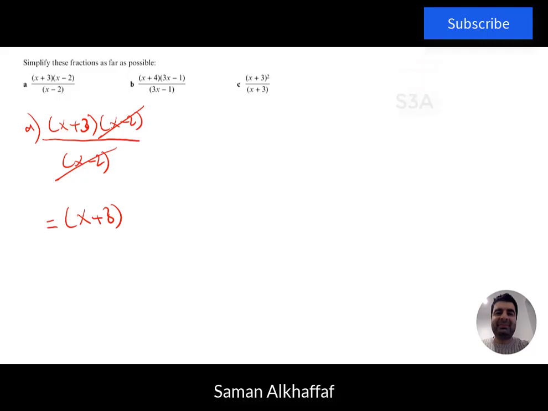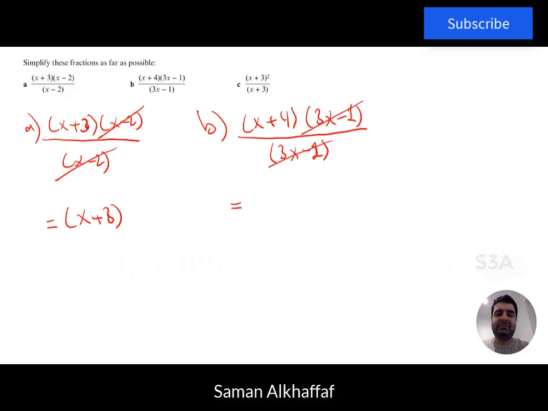For part B, we have a similar scenario. So we have x plus 4 multiplied by 3x minus 1 in the numerator, and we also have 3x minus 1 at the denominator, so these can disappear, and the final answer we would have is x plus 4, and this will be our answer here.